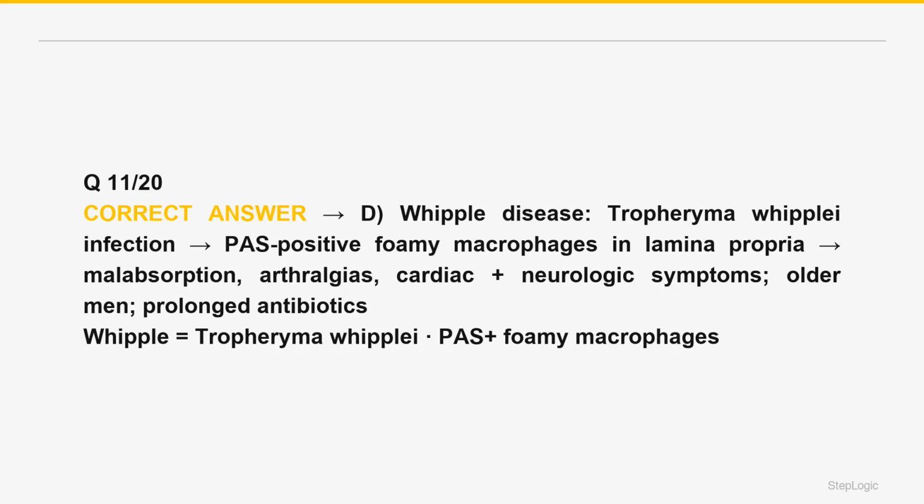The clinical picture is multisystem, captured by the mnemonic foamy whipped cream in a can. Cardiac symptoms, arthralgias, and neurologic symptoms, on a background of malabsorptive diarrhea, steatorrhea, and weight loss. It classically affects older white men. It is distinguished from celiac by villus atrophy and anti-tissue transglutaminase, and from Crohn. Treatment is prolonged antibiotics, ceftriaxone, then long-term TMP-SMX. The PAS-positive foamy macrophage malabsorption from Tropheryma whipplei is Whipple disease.